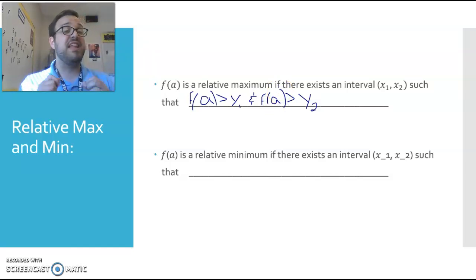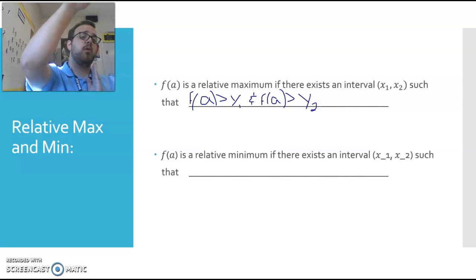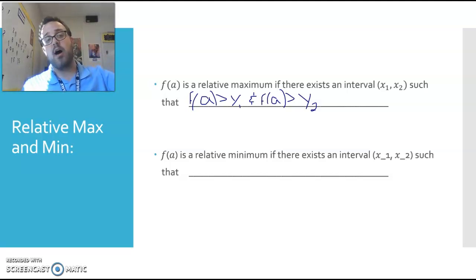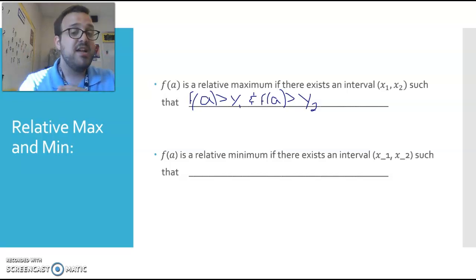Now, this does not mean these are the absolute maximum and minimum. Those are the highest and lowest numbers, period, okay? A relative maximum or minimum just means that it's higher than all the things around it. If you think about it, it's like a turning point. Where does my function turn from going up to down or from down to up? Where is it turning? Those are going to create maximums and minimums, okay? Same exact definition for minimum, except that f of a has to be less than y1 and less than y2.